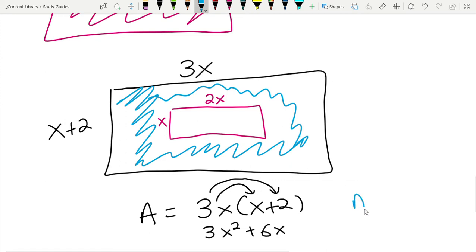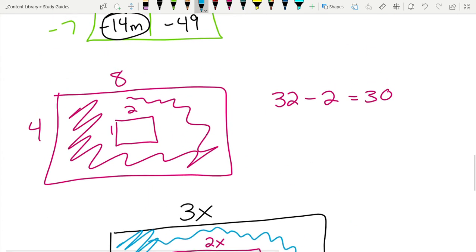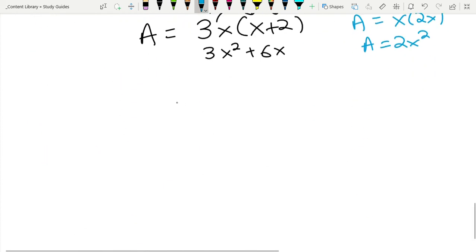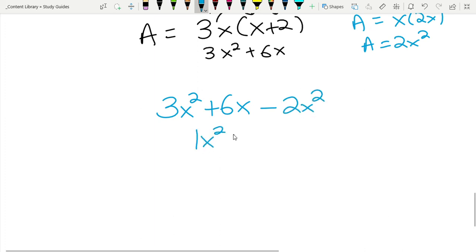So to find the area of the inside box, that's x times 2x, which is 2x squared. Well, just like up here when I did the whole, which was 32, minus the box in the middle, which was 2, same thing. We're doing the whole, which is 3x squared plus 6x, minus the little part, which is 2x squared. And if we combine like terms, that gives us 1x squared plus 6x. And obviously the 1 does not have to be in front.